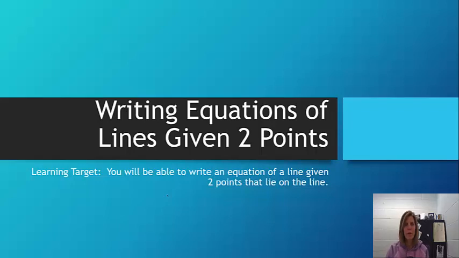Right, so far we have been writing equations of lines. In the information that we've been given, we started off with writing equations given slope and intercept. We then moved into writing equations given a point and a slope. And now today we're going to be looking at writing equations of lines given 2 points. So at the end of this lesson, you will be able to write an equation of a line given 2 points that are on the line.